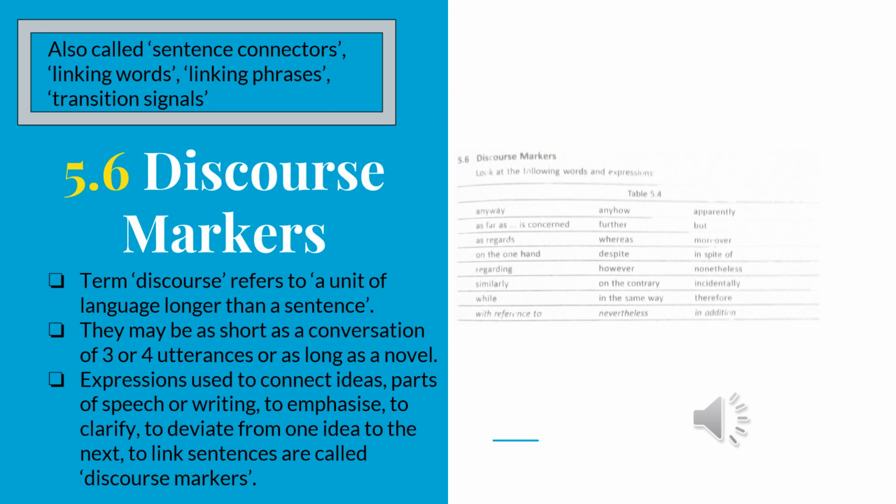Subunit 5.6 deals with the topic discourse markers. Now, what does the term discourse mean? It is very simple. It is not as complex as it sounds. It just refers to a unit of language that is longer than a sentence. It actually just refers to spoken word, but it can be as short as a conversation of 3 or 4 utterances or as long as a novel.